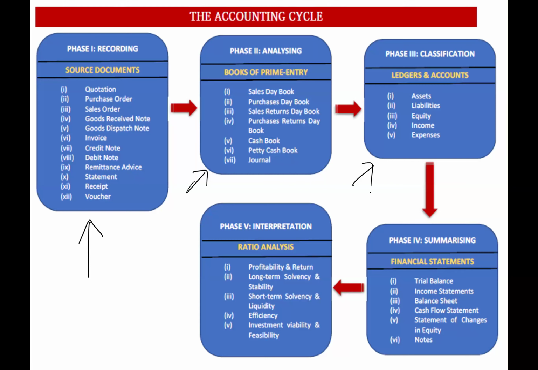Then we have phase number 4, where we do the summarizing, and we summarize in financial statements. The financial statements are prepared beginning with the trial balance, income statement. Then we prepare the balance sheet, the cash flow statement, statement of changes in equity, and the notes. And then finally, we have phase number 5, where we do the interpretation.